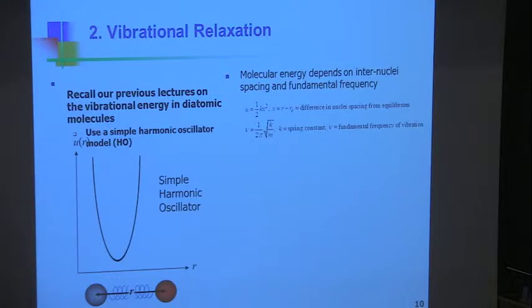So let's just say that it's carbon monoxide. The carbon monoxide, in order to go from V equals 0 to 1, has to have a collision which has enough energy to bring it to level V equals 1.